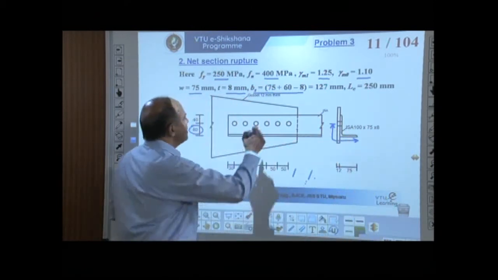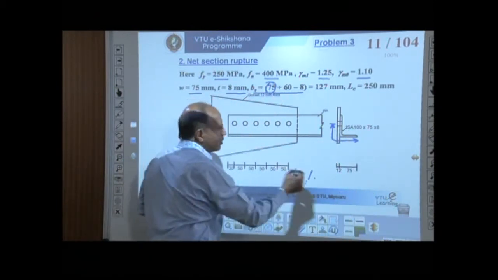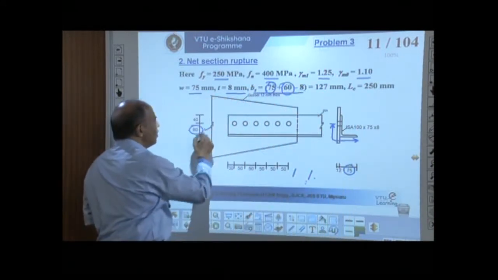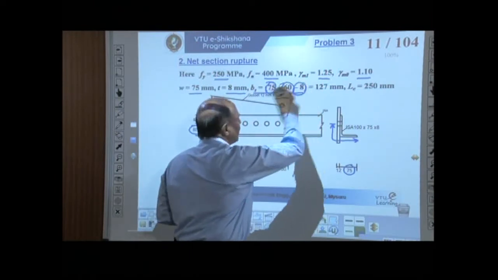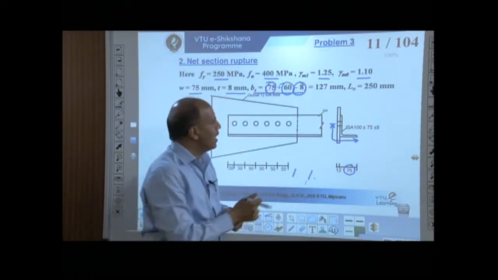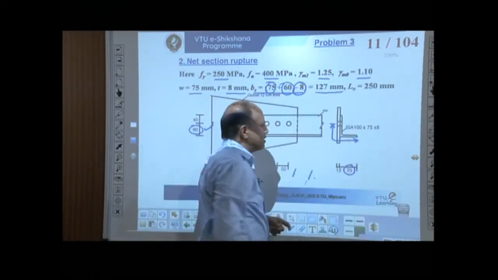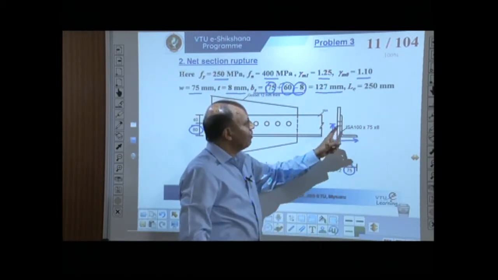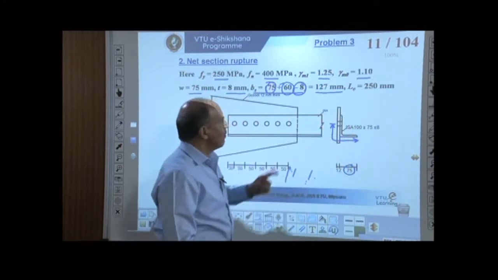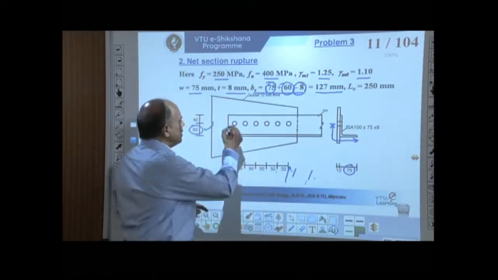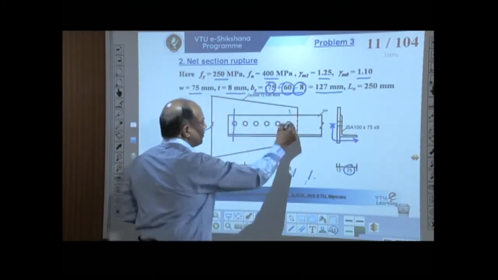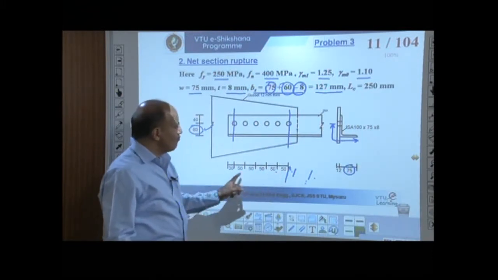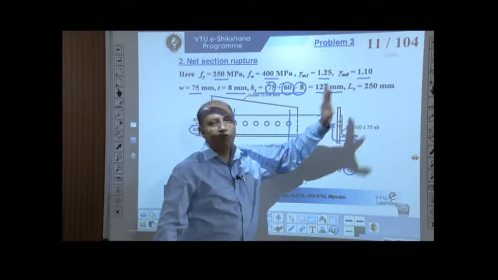You can clearly see here 75, that would be this number, and then 60, that would be this value, and then you deduct one thickness, and that should give you the value of 127, the distance from here to here, that is the shear lag width. This is divided by Lc, the length of the connection, the distance from here to here. We have 1, 2, 3, 4, 5, so 50 into 5, that would be 250.